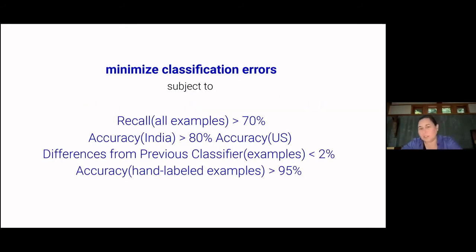And then also that once you get started with this, you often have multiple constraints and you want to satisfy all these things at once. And if you want the accuracy in India to be close to the accuracy in the US, you probably want that for 100 other countries as well.